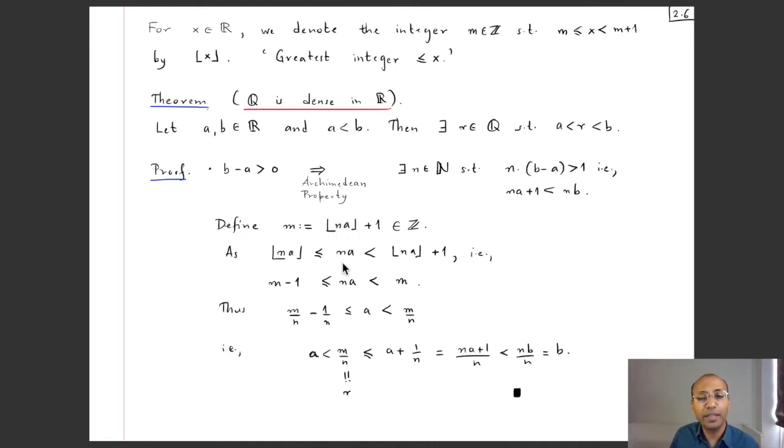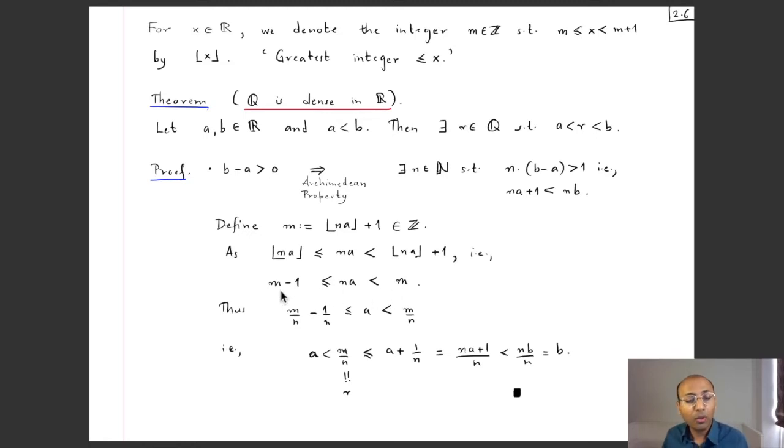Well, that's the integer such that it's less than or equal to na, and na in turn is less than the greatest integer part of na plus 1. But this greatest integer part of na can be expressed in terms of this m. It is equal to m minus 1, so m minus 1 is less than or equal to na, and the greatest integer part of na plus 1 is exactly what we have called m, so we get this.